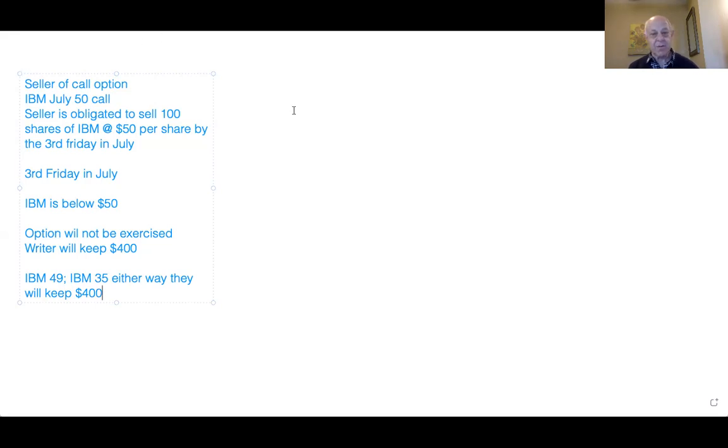What happens when it doesn't go in their favor as well? And I'm going to give an extreme example here because I want to show you the amount of risk that the seller of a call option is taking. So it's the third Friday in July. I don't know, IBM merges with Apple or something crazy happens with respect to IBM. And on the third Friday in July, IBM is trading at $500 per share. Well, if the owner of the call exercises the call, I've got to sell them IBM stock at $50 a share. I'm going to have to buy IBM stock in the marketplace at $500 a share. I'm going to lose $450 per share.